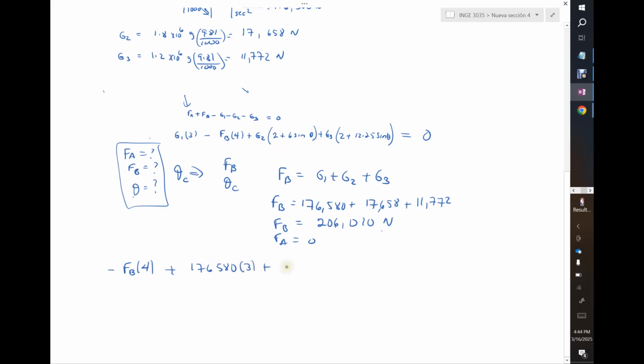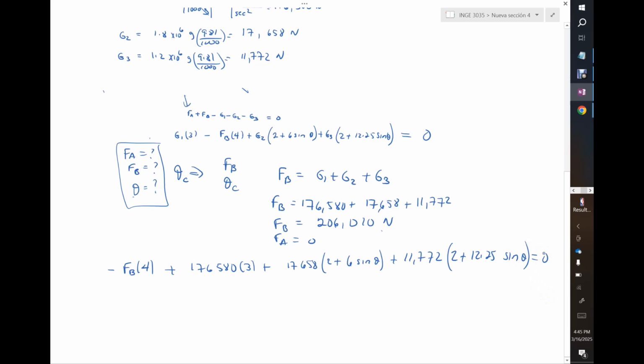And what is G2? G2 is about 17,658, and that has to be multiplied by 2 plus 6 sine of theta, close the parentheses, and finally plus G3, and that would be 11,772 times the arm, which is 2 plus 12.25 times sine of theta, close the parentheses, and all that has to be equal to 0. So that's the idea.